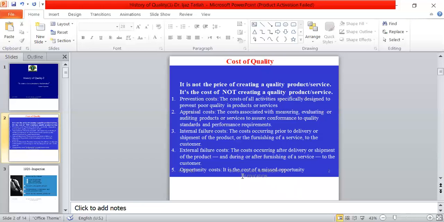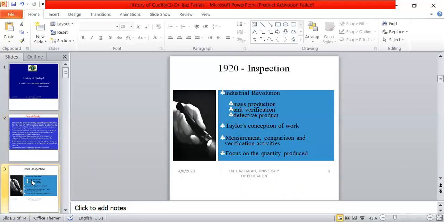Opportunity costs: it is the cost of a missed opportunity. So, keeping in mind all five types of costs, we can mend our ways towards quality. The organizations can set their procedures and formats to look after quality.